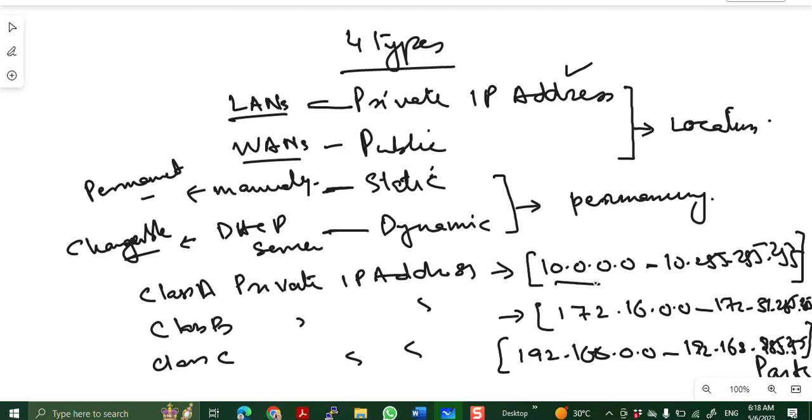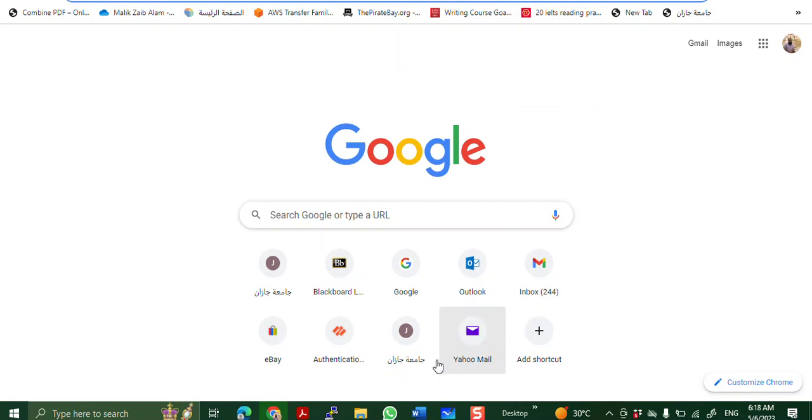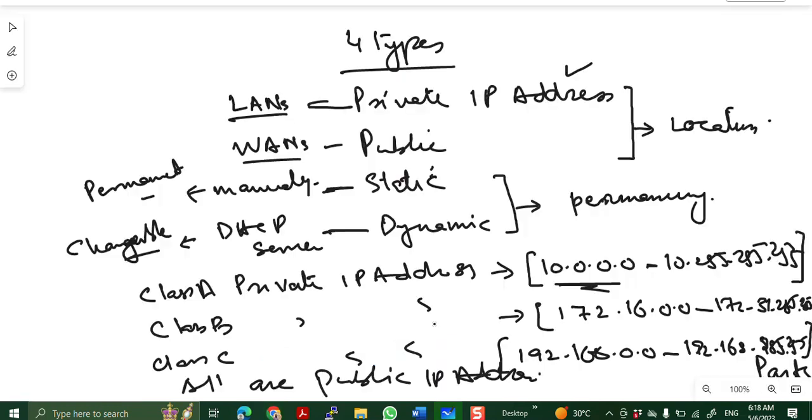Other than these private IP addresses in class A, B and C, all are public IP addresses. So you have to recognize the private IP address range in each class, then you can get the public IP addresses. Got it?